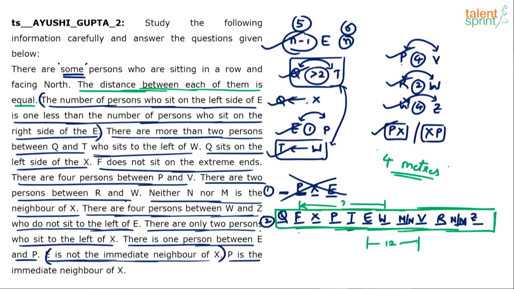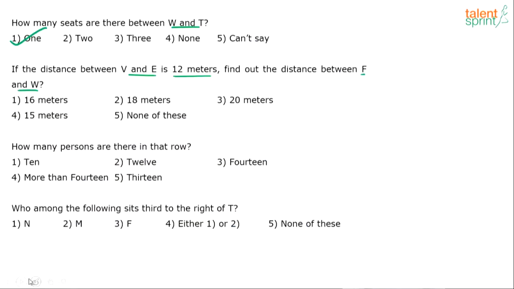4 plus 4 plus 4, 12. So what will be the distance from F to W? That was the question. So 4 plus 4 plus 4 plus 4 and 4. How many meters? 20 meters, right? 4 plus 4, 8, plus 4, 12, plus 4, 16, plus 4, 20. So the distance between F and W is going to be 20 meters, option 3.